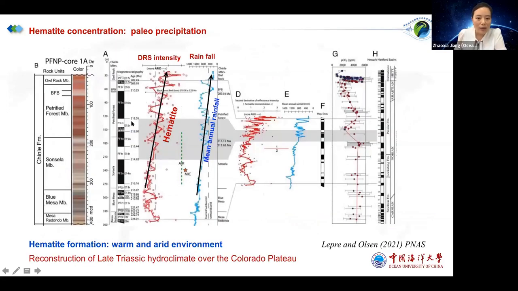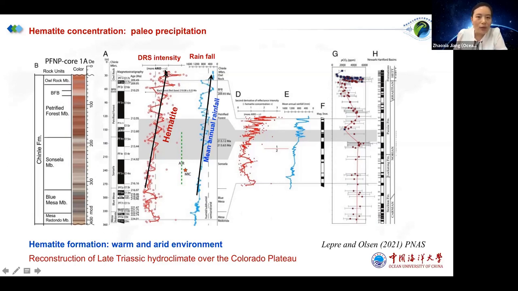Also, Sarah has talked about how it's a challenge to do deep time environment studies. She also used these studies to show in her talk. We can see that this work is about the Triassic red beds studies.